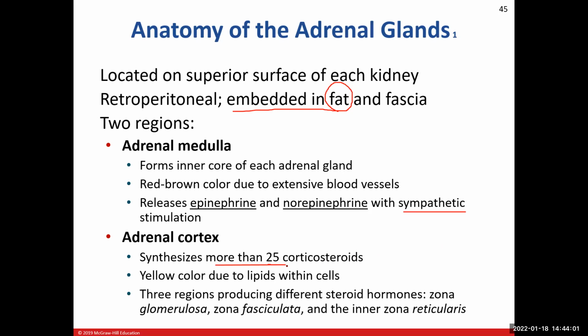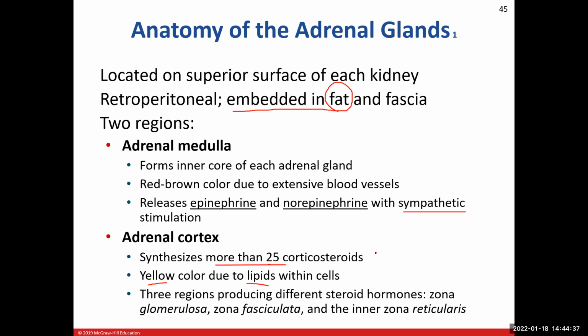So what we'll see is a lot of the adrenal cortex is going to have a yellowish coloration to it because of the lipids that are found there. In corticosteroids, steroid hormones, we utilize cholesterol to make these hormones. And so we keep that cholesterol on hand, and those lipid cells help us with that. So there's three regions to the adrenal cortex. You have the zona glomerulosa, the zona fasciculata, and the zona reticularis.